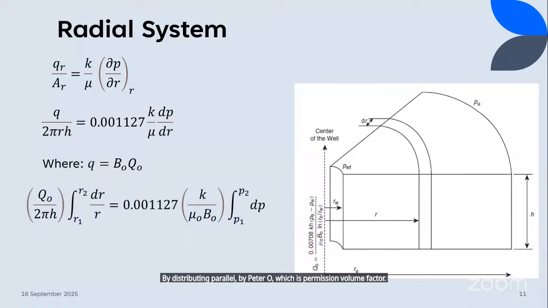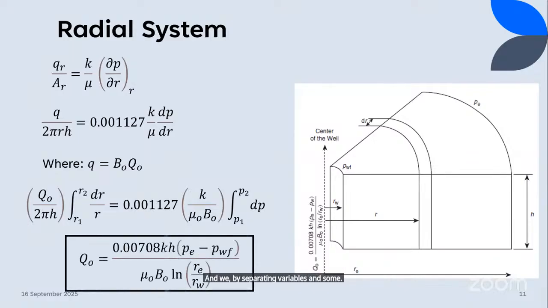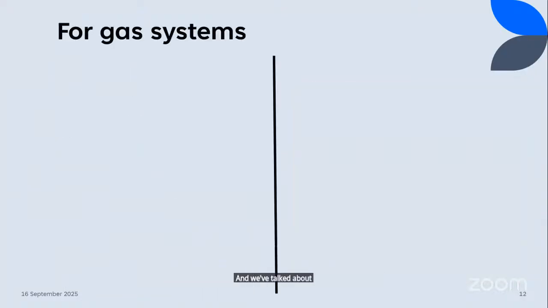By separating variables and some basic mathematics, we get to the final form, which is very common and is the basis of all other models you can see in well productivity. It's a very simple, very neat equation. It shows that q, the flow rate, is affected by permeability, the reservoir, and the pressure. We'll talk about this more in a few minutes.